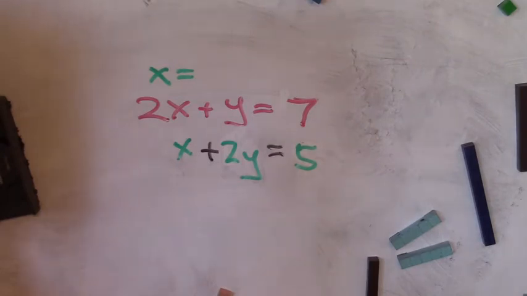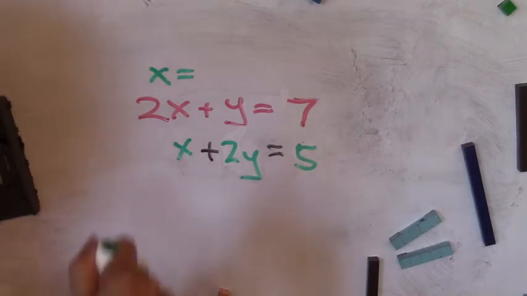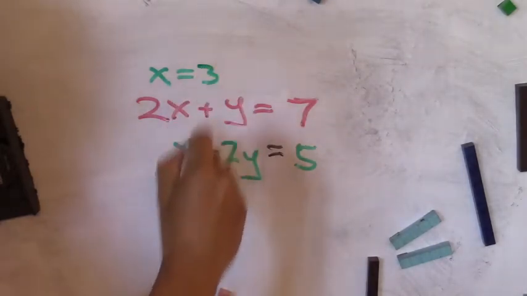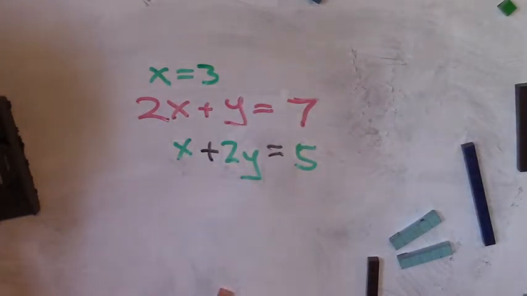Let's think about how we would figure out what it is. x plus 2y equals 5. What could be 1? It could be 1, and x could be 3. Okay, x could be 3. Then what would y have to be?